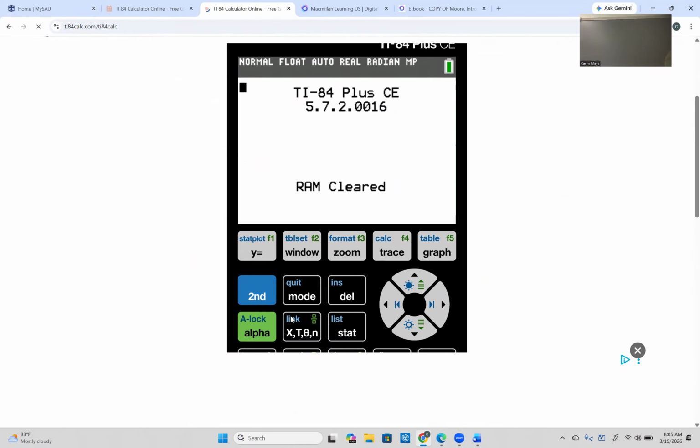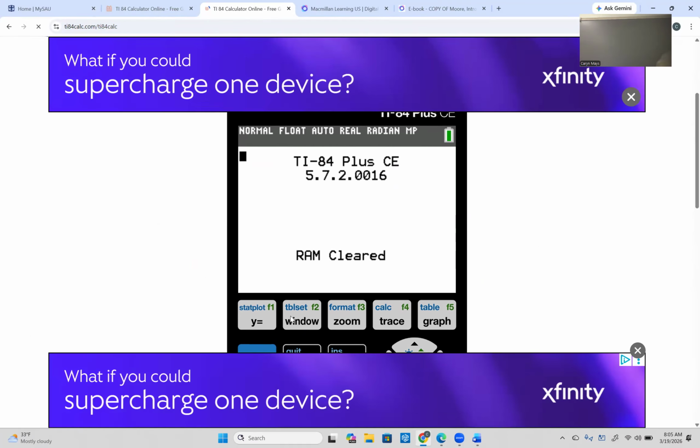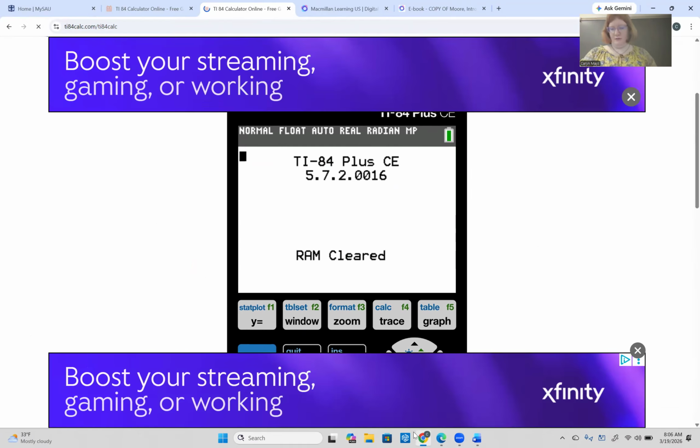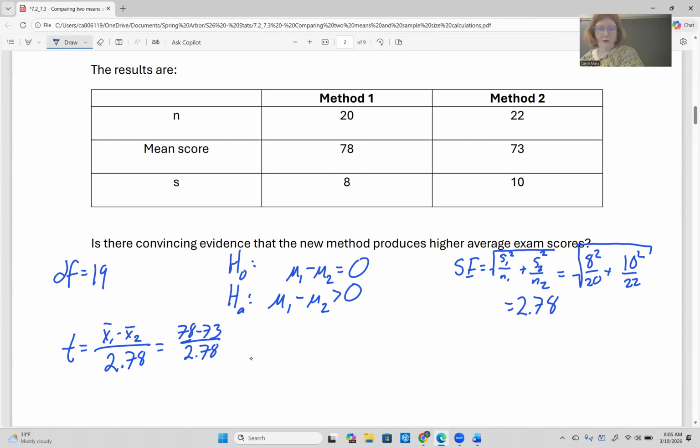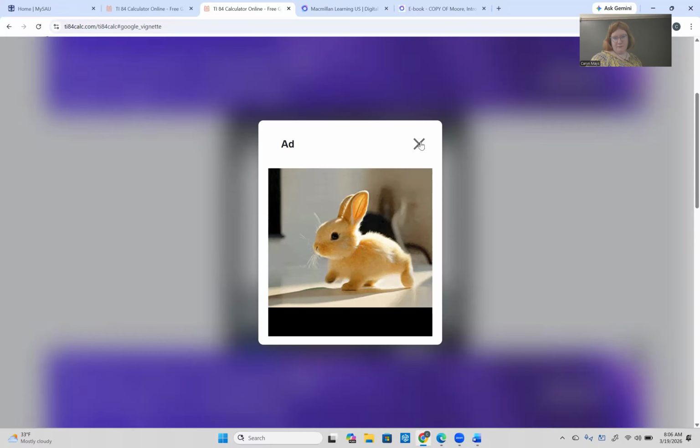We saw how to find this in the calculator. So 1.8 is our t-score. So in the calculator, we can get the precise p-value.